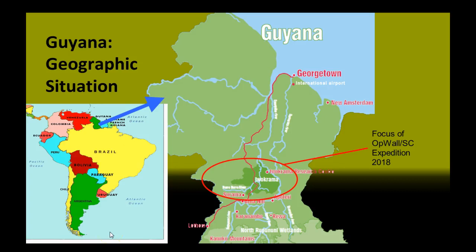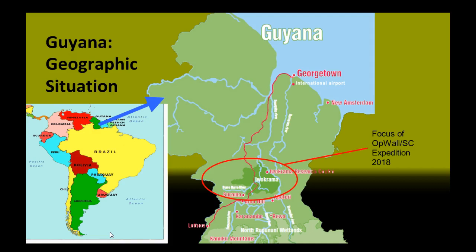Hello, Guyana students. I wanted to review the physical geography of Guyana a little bit today with particular focus on the Guyana Shield. We'll start off with a map of Guyana's geographic situation, a term used in geography to describe the location of a place in reference to other places.